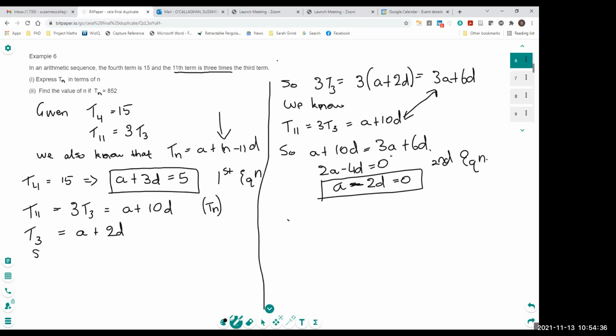We now have a plus 3d is equal to 15. We have a minus 2d is equal to 0. We solve that, subtracting, and we get 5d is equal to 15, so d is equal to 3. Okay.